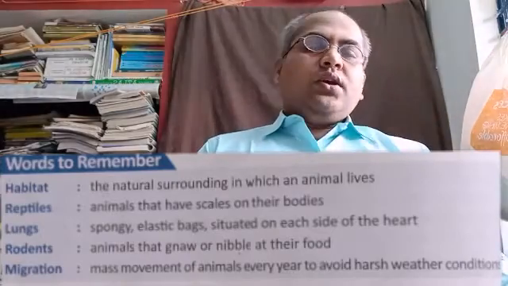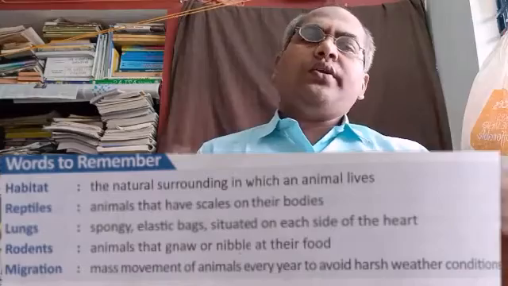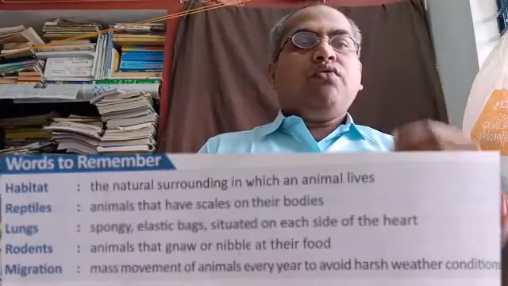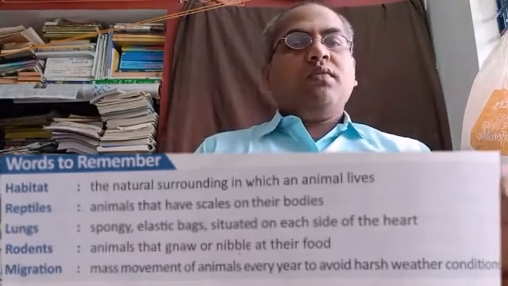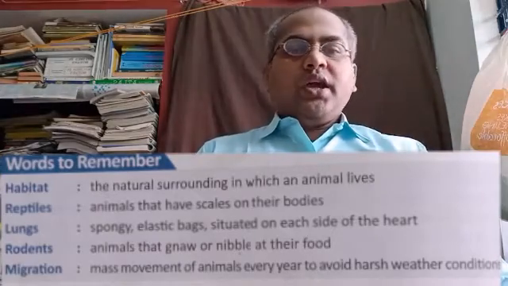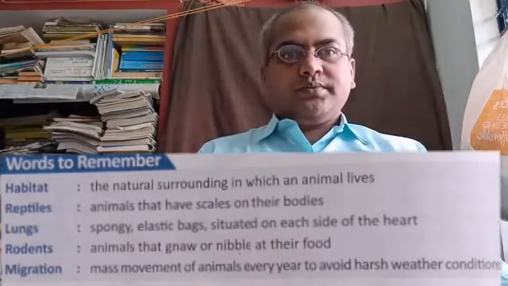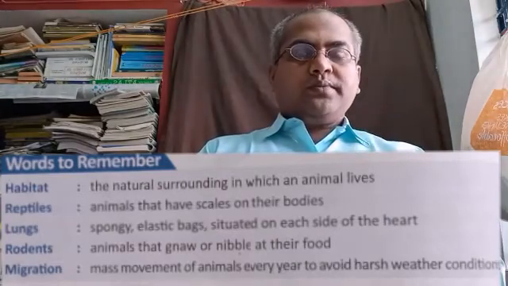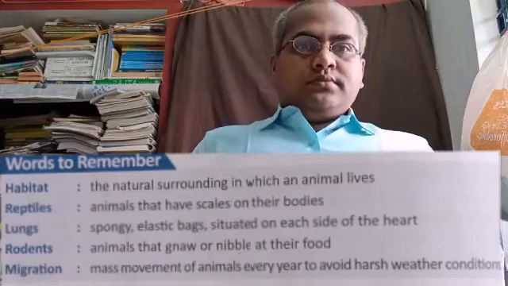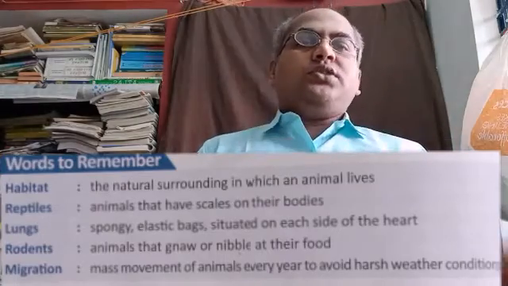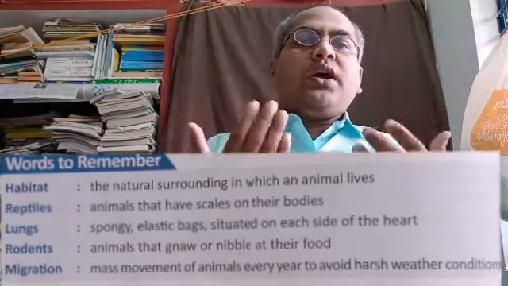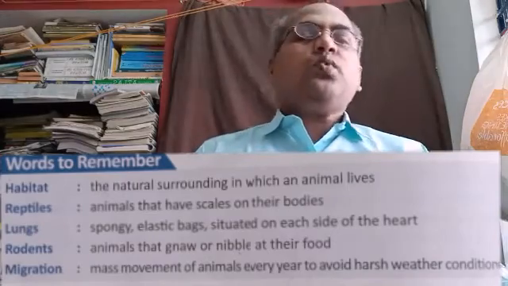Okay, class. Now comes the lungs. Most of the mammals, or you can say all of the mammals, and birds have lungs for breathing. So lungs are spongy, elastic bags situated on each side of the heart. So the heart is here like this, a little cross, and here one lung and here one lung. When you take a breath, it will expand. So these are two lungs which are spongy, elastic bags in which you fill air when you breathe in, and when you breathe out, these lungs contract. So this is what lungs are.